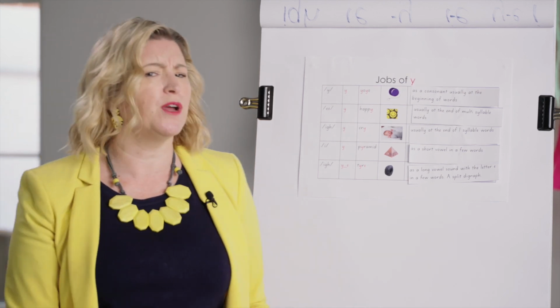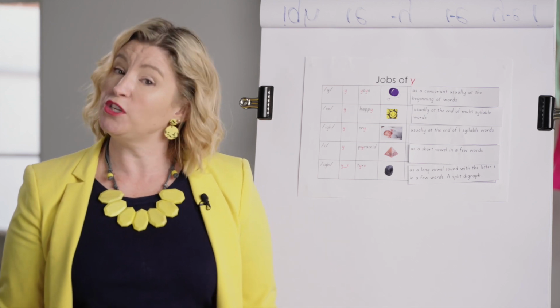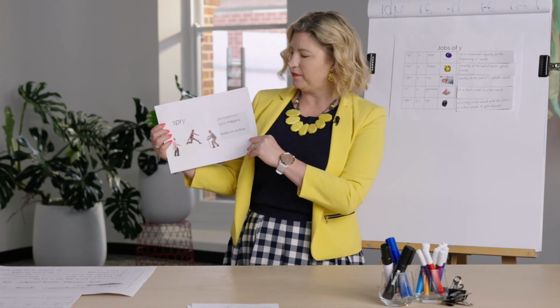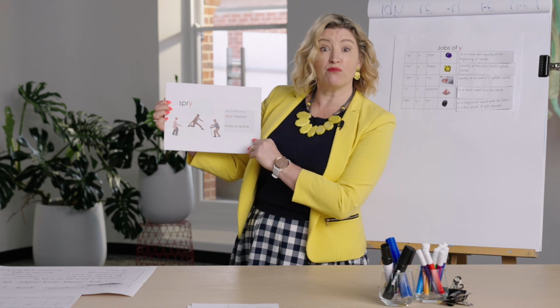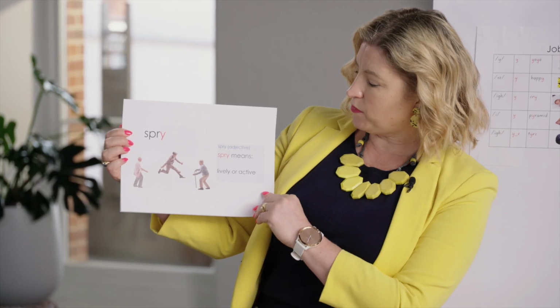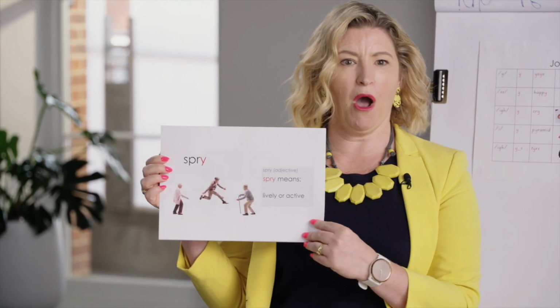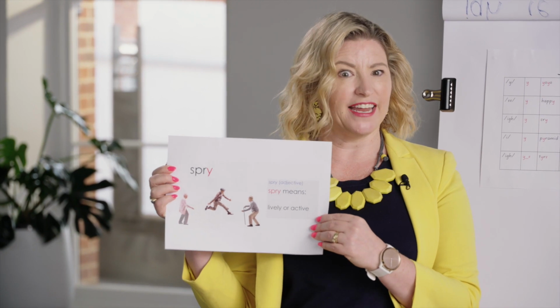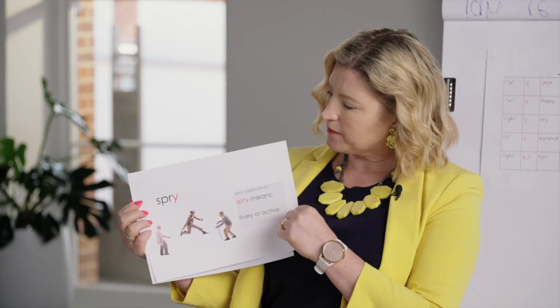Some of these will be words you've heard, some of them will be new to you. Let's have a look. Our first word is spry. Y making I at the end of a short word. Spry means lively or active. Look at these people. They're old, but they're jumping around and they're very lively and spry, aren't they?